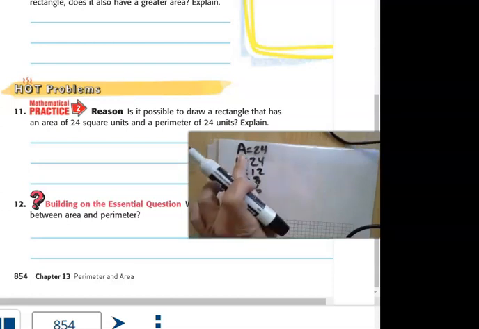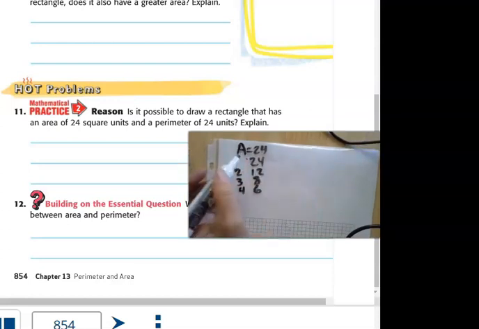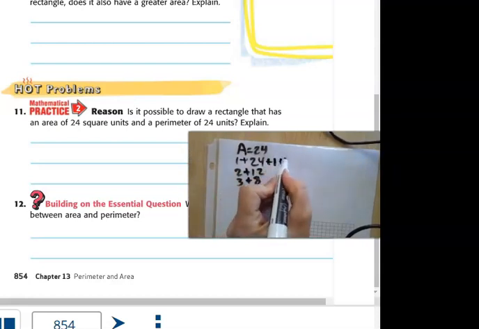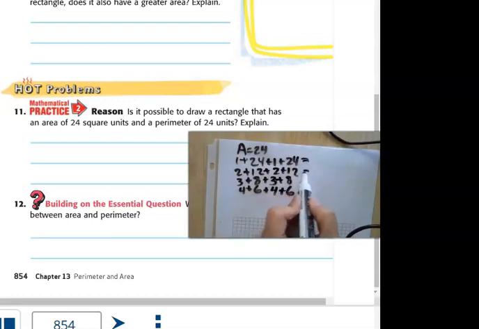So if I were to redo these to find the perimeter, I would be adding them: another 1 and another 24, another 2 and another 12, another 3 and another 8, another 4 and another 6. Are any of these going to add up to get me 24? Will that happen? Will that work? If it does, then you're going to say yes. Draw a rectangle that has an area of 24 and a perimeter of 24 units. This cannot happen.